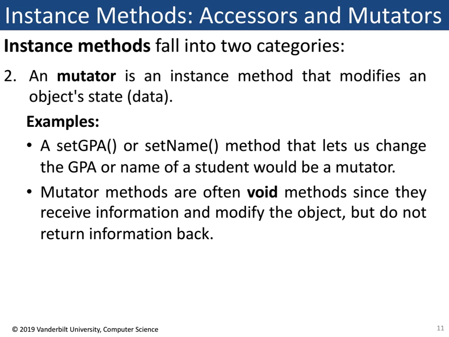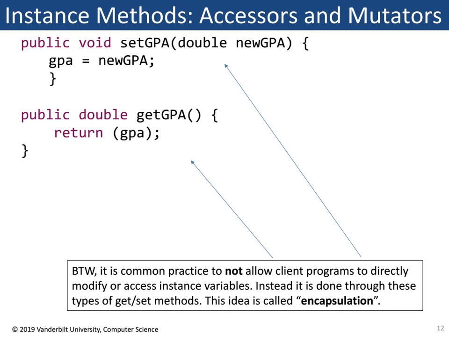So mutators are called mutators because they're mutating the object. Typically, mutators will have a return type of void because they're not returning information, they are changing the state of the object. So now that we've brought up accessor and mutator instance methods, it's time to talk just a minute about encapsulation.